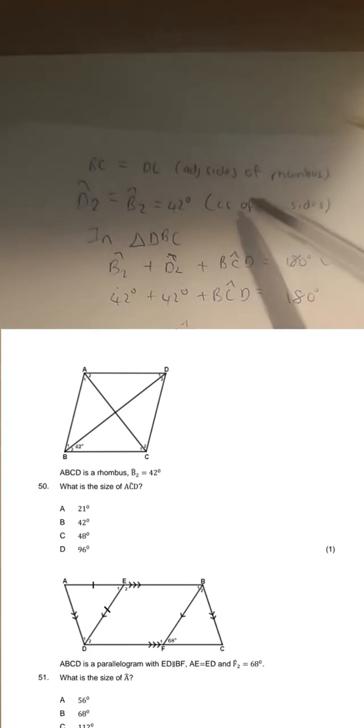We then went on to say angle D2 is equal to angle B2, which is equal to 42 degrees. The reason is, I indicated that BC is equal to DC. That gives me an isosceles triangle. So I know angles opposite equal sides. That's my reason. Then I go to triangle DBC.